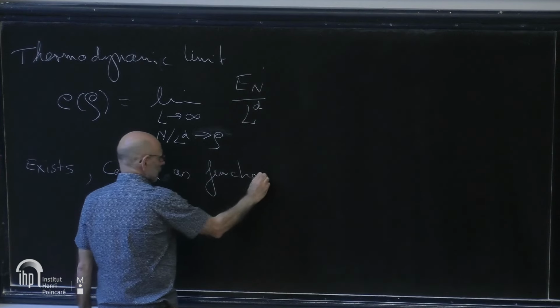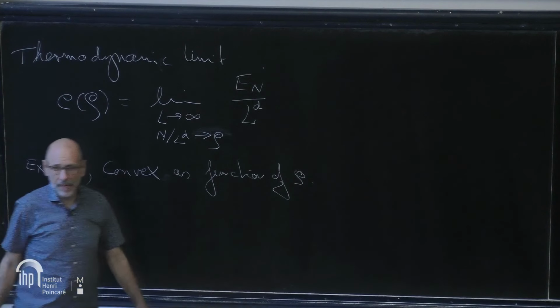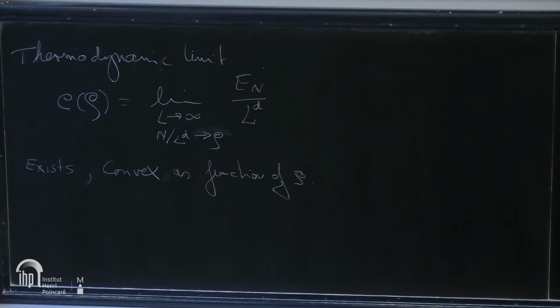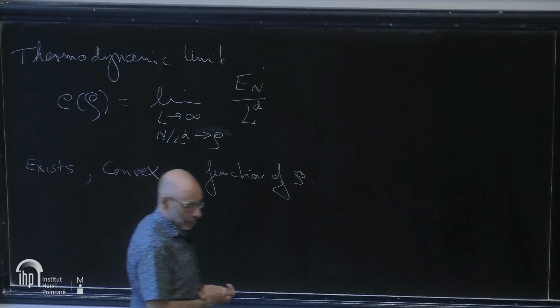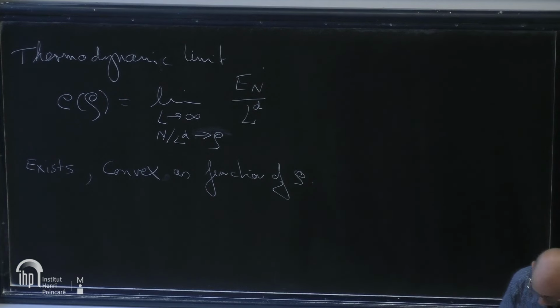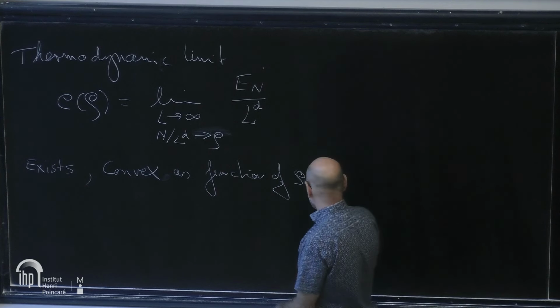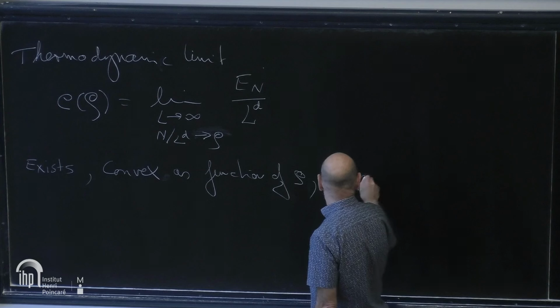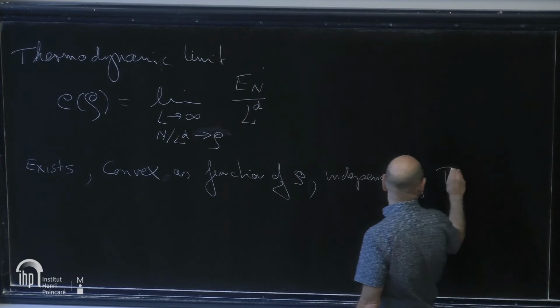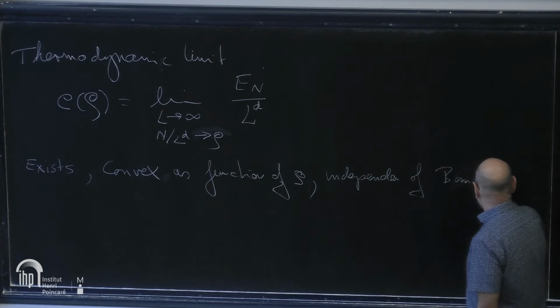That's fairly standard. And in fact, we also have equivalence of ensembles, meaning that if, instead of formulating it in a canonical setting as I did here, I introduced the chemical potential and then took the limit, the two are, in fact, Legendre transforms of each other. I will at some point relax this and do it in the grand canonical setting, and I'll explain why that is necessary. Maybe I should also add that not only does it exist and is convex, it's also independent of boundary conditions, which I didn't address yet.